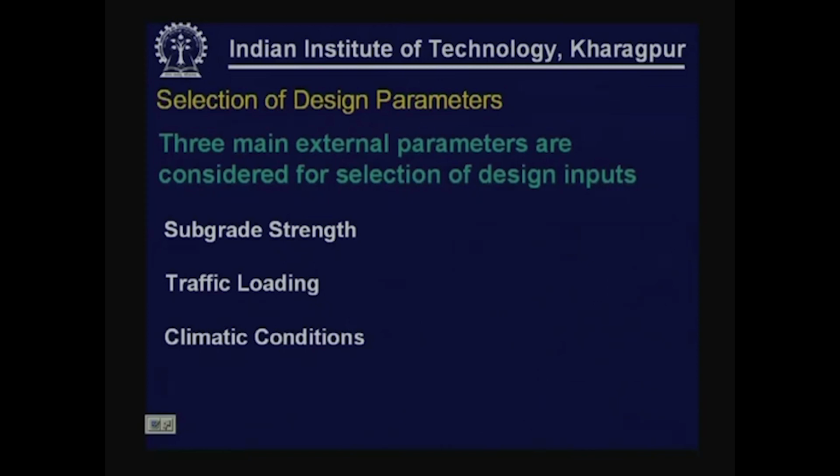The next external parameter is obviously the traffic load that is applied: how many, what magnitudes, at what intervals. So, this is another external parameter we have to have information about. And third is the climatic condition, in terms of temperature and rainfall, and how it varies over different seasons. All this information is very essential for designing pavements properly.